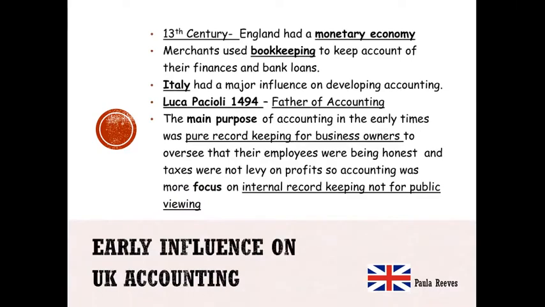The United Kingdom consists of 4 different regions: England, Wales, Scotland, and Northern Ireland. Accounting influence goes back to the early 1300s. England had a monetary economy. The merchants used bookkeeping to keep account of their finances and bank loans. Italy had a major influence on developing accounting. The double entry system was devised in 1494 by Luca Pacioli. He was known as the father of accounting.